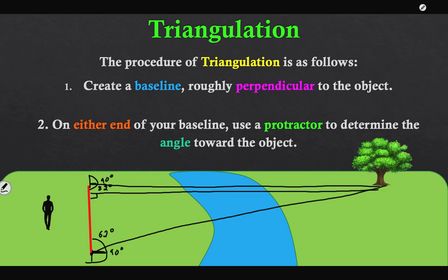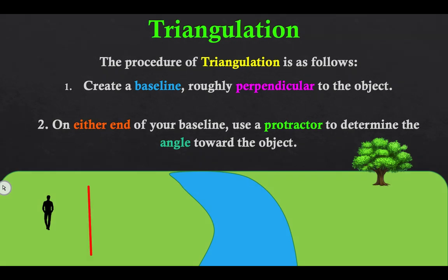Last thing that we need to do is get a measurement that we can actually measure. We can measure this baseline, no problem. So let's say we measure that, and it works out to be 50 meters. Now we are going to get out our pen and paper, and work through how to actually solve this.